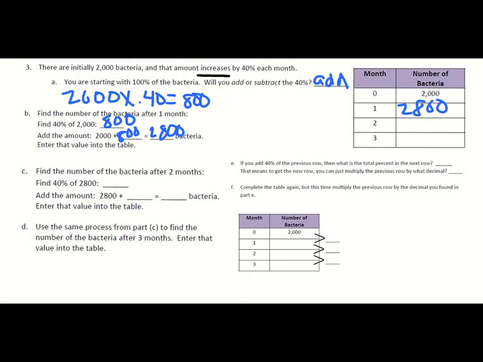Find the number of bacteria after 2 months. So then I do 2,800 times 40%. Let me get my calculator out. 2,800 times 0.40 gives me 1,120. So that's another 1,120 that I'm going to add on top of that. So 2,800 plus 1,120 takes me to 3,920.